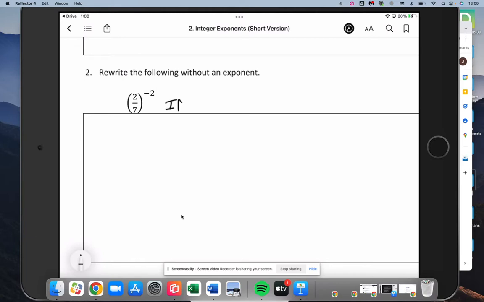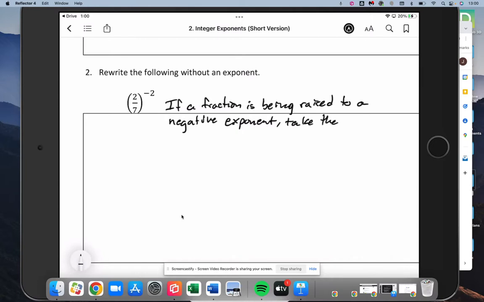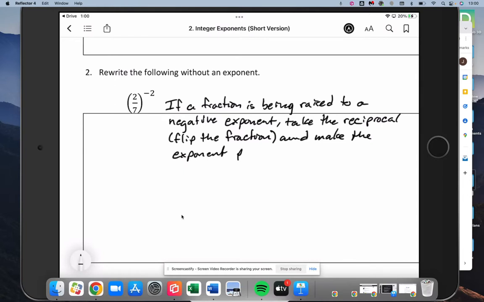So if a fraction is being raised to a negative exponent, take the reciprocal, which means to flip the fraction, and make the exponent positive. If I was you, this is something I would keep in my notes.